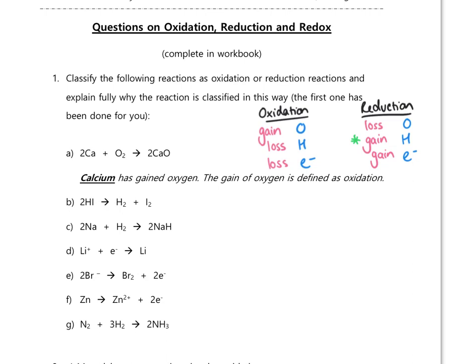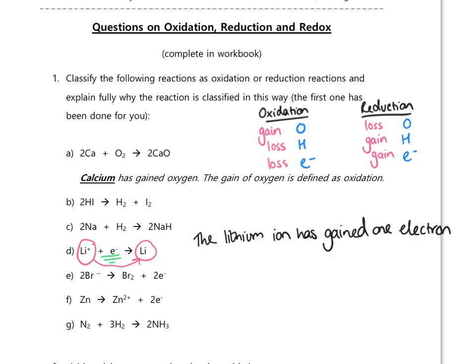What is happening in this reaction? Well, you can see we start with a lithium ion. It's an ion because it is charged, and it is becoming a lithium atom. How is it doing that? Well, it's gaining an electron. So your first sentence is going to be, the lithium ion is gaining one electron. And what is the gain of electrons? Is it oxidation or is it reduction? So again, look at our list and we can see that the gain of electrons is defined as reduction. So that is your second sentence. The gain of electrons is defined as reduction. So again, you're saying what has happened in terms of the gain or loss of oxygen, hydrogen or electrons, and then is that oxidation or reduction.